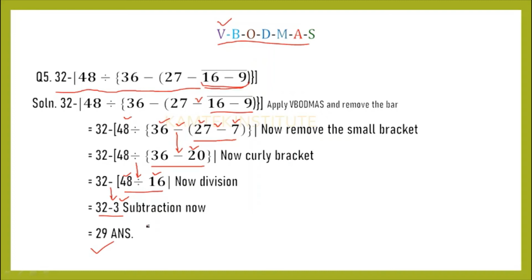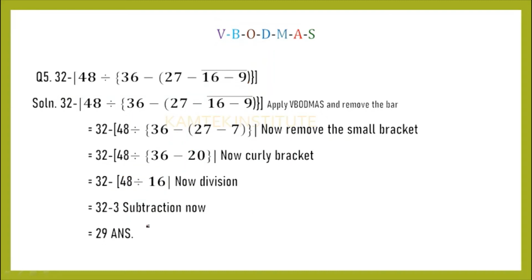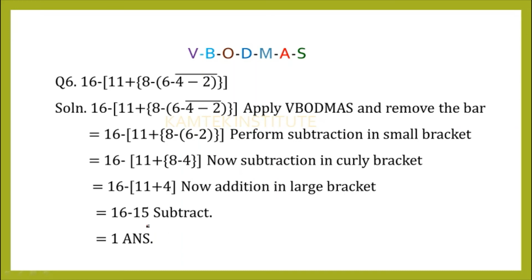Okay, understood? Move to the next question. The next question is given to us over here. 16 minus large bracket 11 plus curly bracket 8 minus small bracket 6 minus, then under the bar we have 4 minus 2, and close all the three brackets. So follow the rules of V BODMAS.